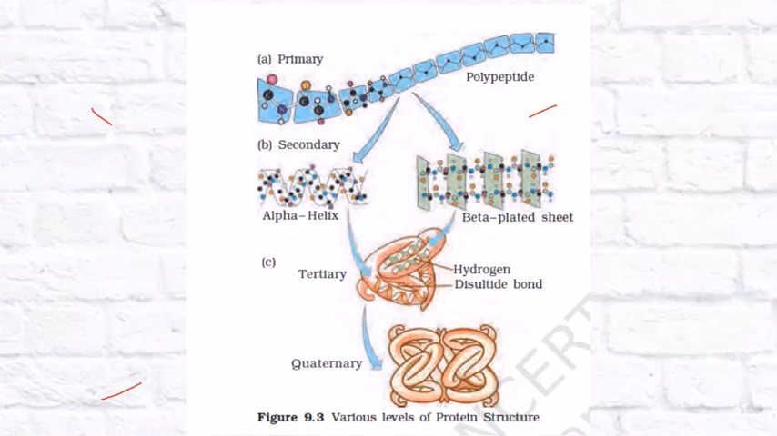So these are the 4 levels of protein structure: primary, secondary, tertiary and quaternary.